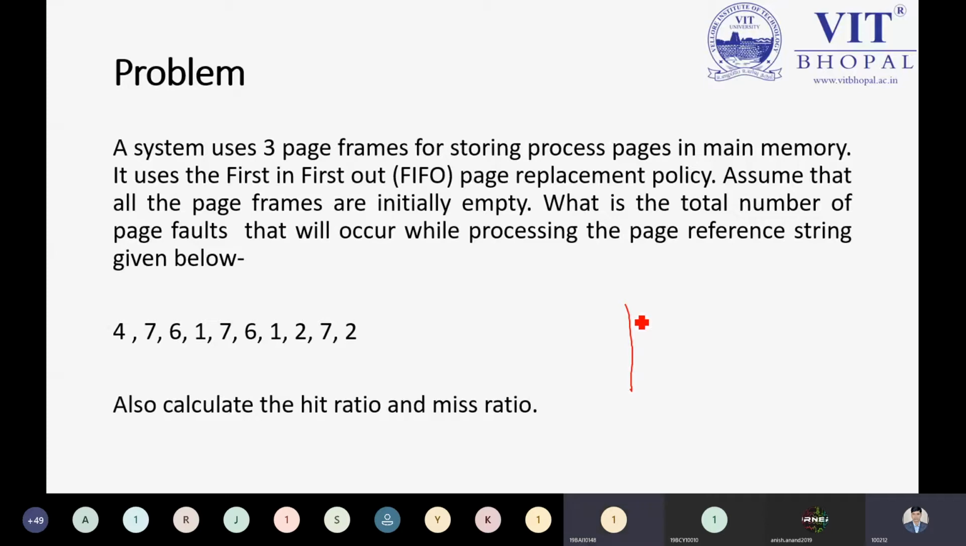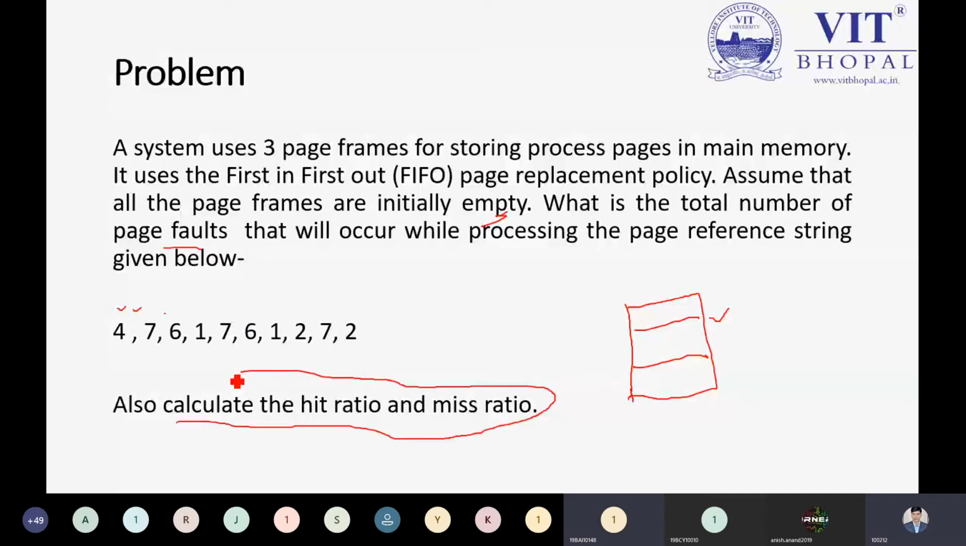What is the total number of page faults you need to find that will occur while processing the page reference string given below: 4 7 6 1 7 6 1 2 7 2. And you need to calculate the hit ratio and miss ratio. I will explain later on, but first you need to find the page faults. You can solve it at your level within 5 minutes. Please use paper and pen and solve it. I am giving 5 minutes for solving this question.